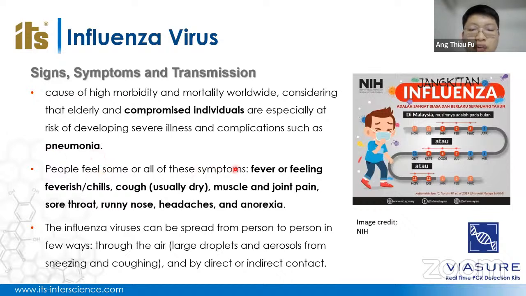Okay, the most common symptoms are fever, chills, cough, normally a dry one, muscle and joint pain, sore throat, runny nose, headache, and also anorexia. The influenza virus generally spreads, like COVID, from person to person through the air in droplets. When you sneeze or cough, you need to cover with your cloth or with your hands to prevent direct spread of the droplets. And it can also spread by indirect contact. Indirect contact means that if you have sneezed onto a certain surface, and someone touches it, for example the escalator handle, and then they touch their mouth or nose, then they will get infected also. So that's the transmission, through direct or indirect contact.